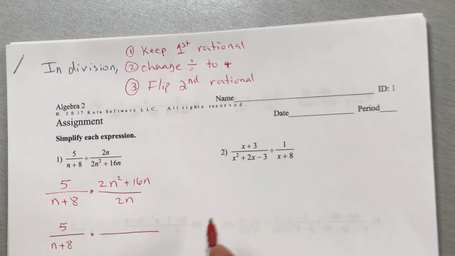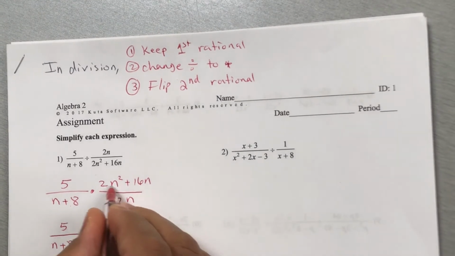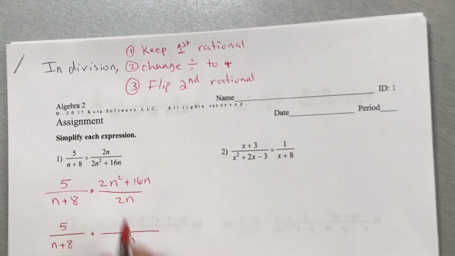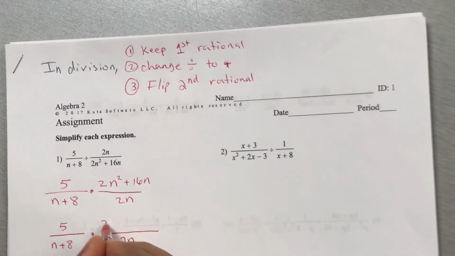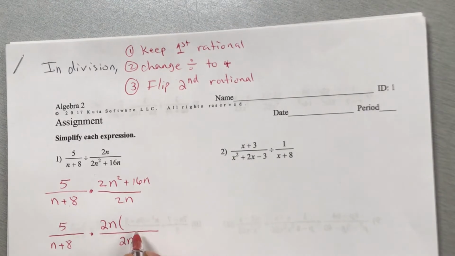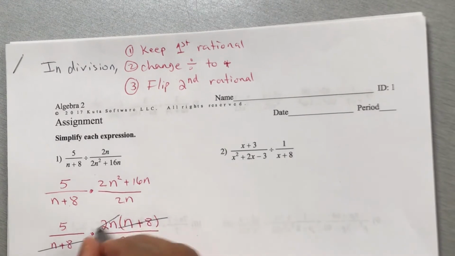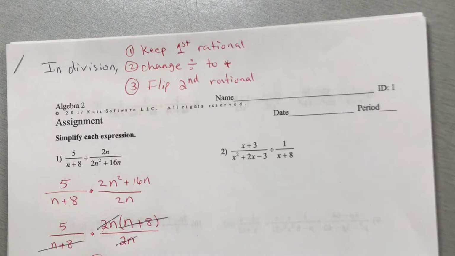Now for this part, I'm going to write it down: 2n squared plus 16n. Let's find the GCF here. 2n times what equals 2n squared? That is n, plus 2n times what equals 16n, which is 8. Now we cancel n plus 8 with n plus 8, and 2n with 2n. At the end we have 5. That's all we have here.